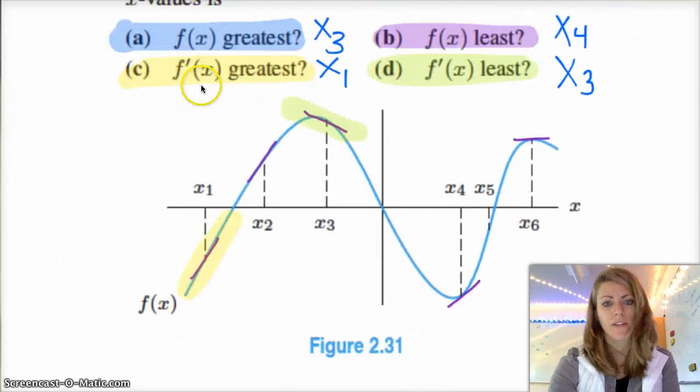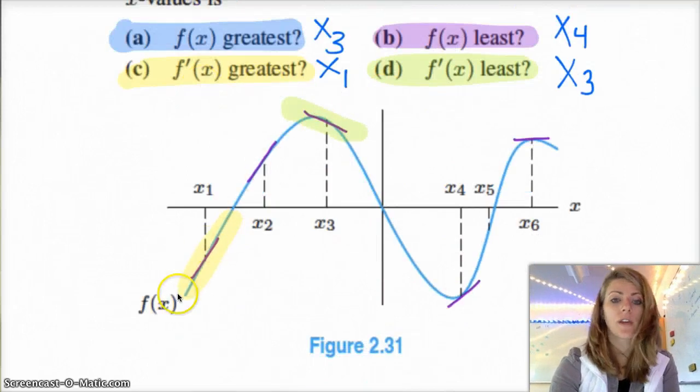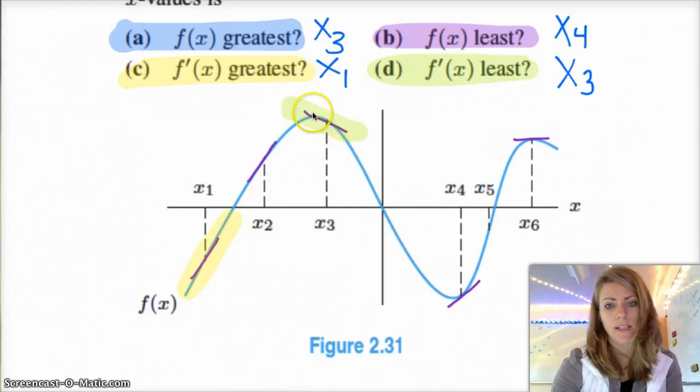And then for C and D, you're looking at the slopes. The largest slope is at x1, and the smallest slope is at x3, where it's negative. Yay!